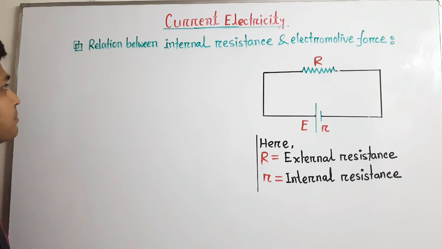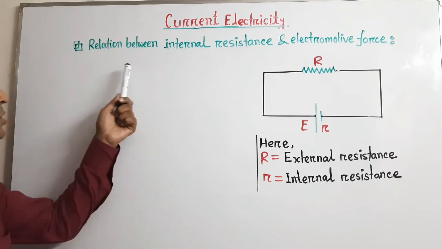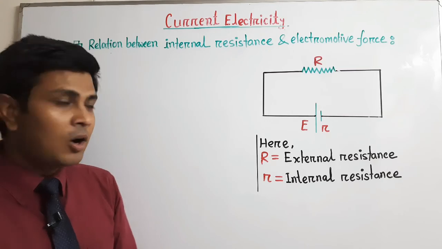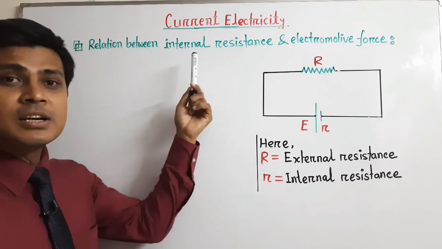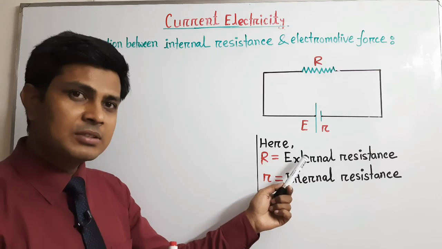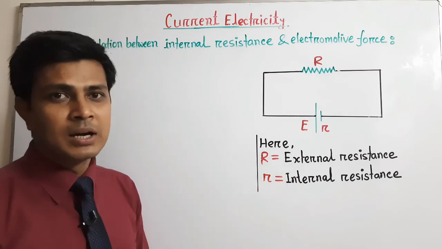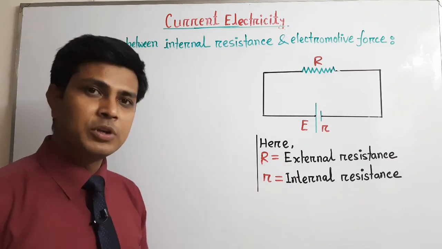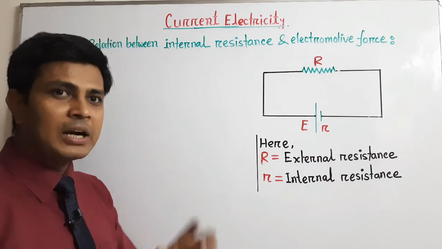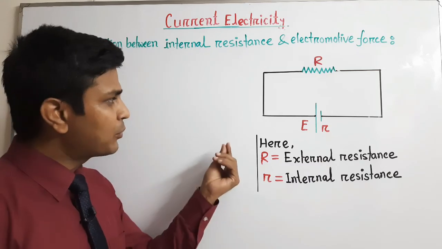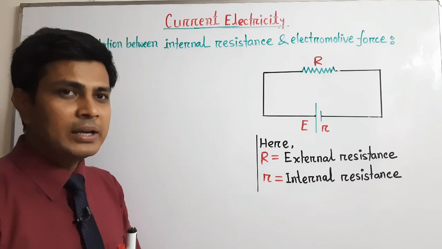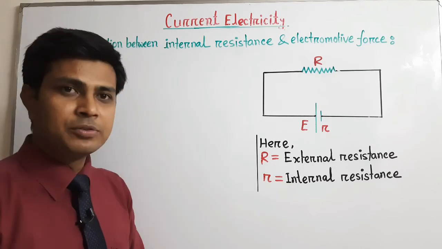I would like to explain a very important topic, that is the relation between internal resistance and the electromotive force. I already explained the internal resistance. The resistance inside of the cell is called internal resistance, which is represented by a small letter r. Now let's have a look at what electromotive force is. Electromotive force means the amount of work done to bring a unit of positive charge from one point of the circuit to the same point of the circuit by traversing the whole circuit.